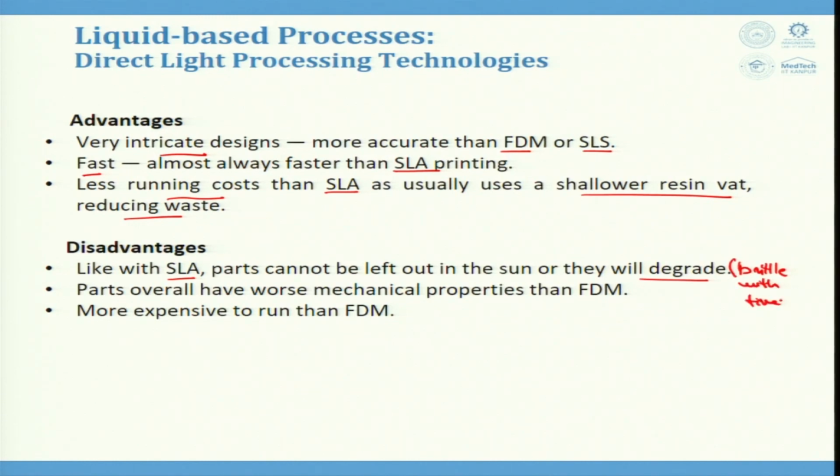Brittle with time, I would say here it turns brittle with time. The parts overall have worse mechanical properties than FDM, that is they break or crack more easily and the risk of deteriorating over time is there. More expensive to run than FDM because resins are far more expensive than filaments, and regular replacement of resin tanks and occasionally print platform also adds up to it, because when the resin is spilled over on the print platforms, those are also to be replaced frequently.